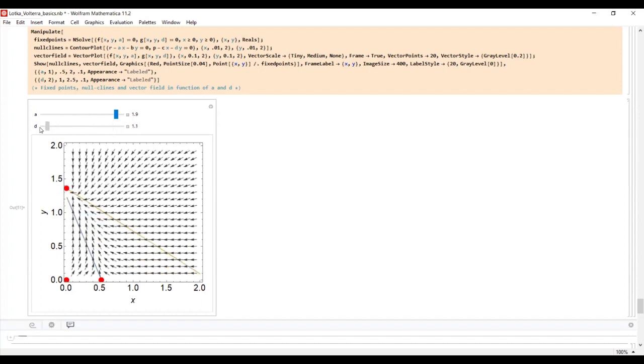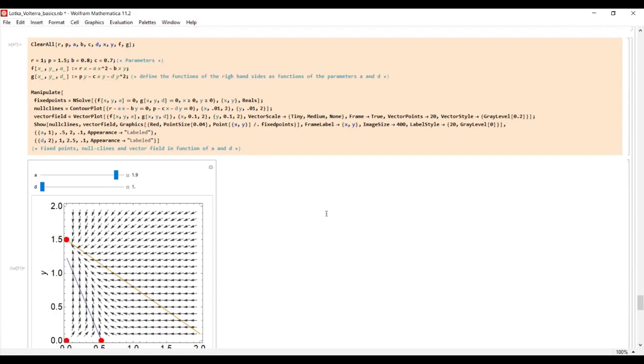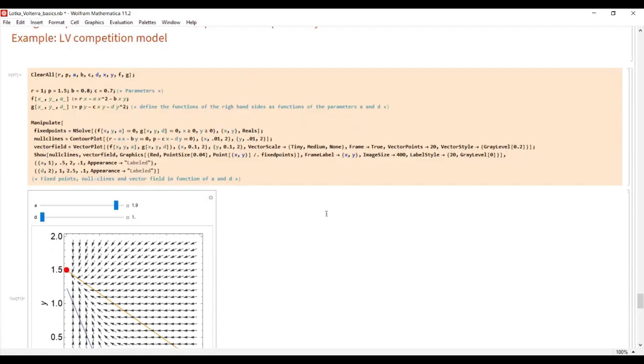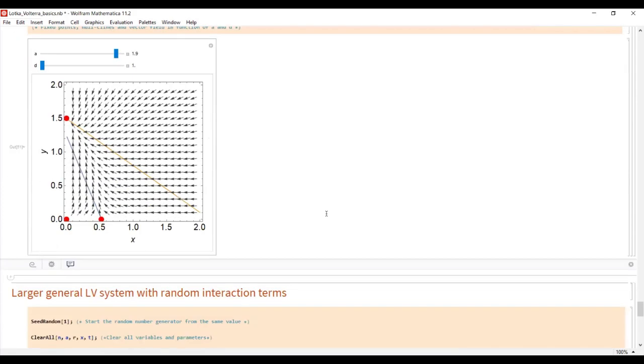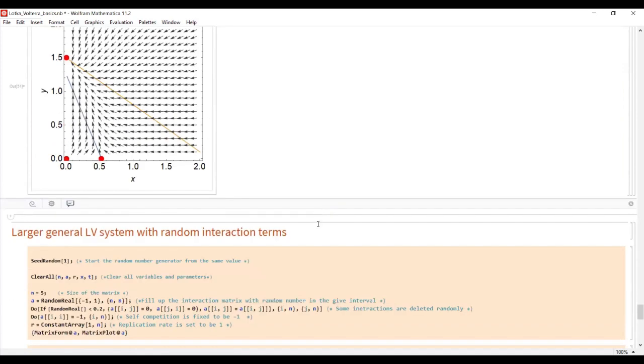I wanted to show a case when there is no coexistence here. Okay, so if there is no intersection, then only the species Y survives here. You can read it from the vector field easily, that this Y equals 1.5 and X is 0 point is the only stable fixed point in the system. But you can analyze any two-dimensional system easily with the help of Manipulate. Naturally higher dimensional as well, but it's even more complicated.